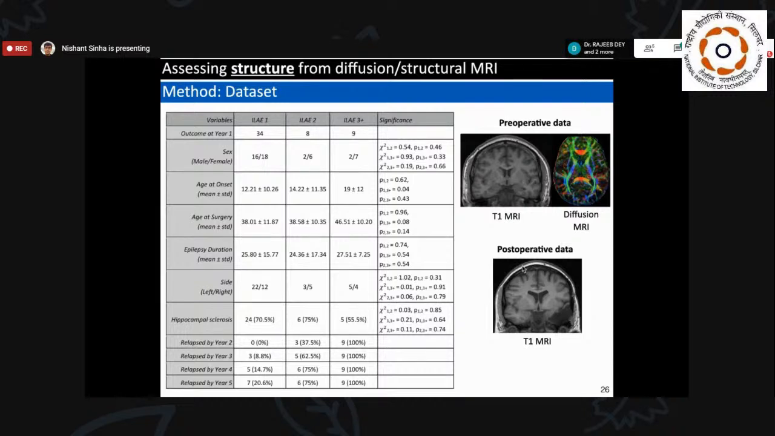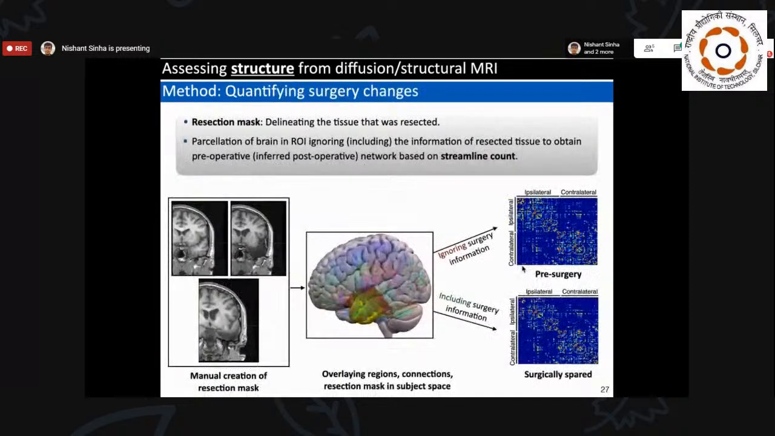The first step in this analysis was to draw the resection mask, like where exactly the surgery was performed, what tissue was exactly removed. We did that by overlaying the preoperative and postoperative T1 MRI, and then drawing these resection masks manually. Now, these resection masks can be overlaid with the diffusion MRI data, and if we ignore the information of the surgery, we obtain a network, as shown here. In this network, the X and Y axes are the different regions of interest obtained by a parcellation scheme. And the elements shown here, like before, are how many tracts are connecting different regions.